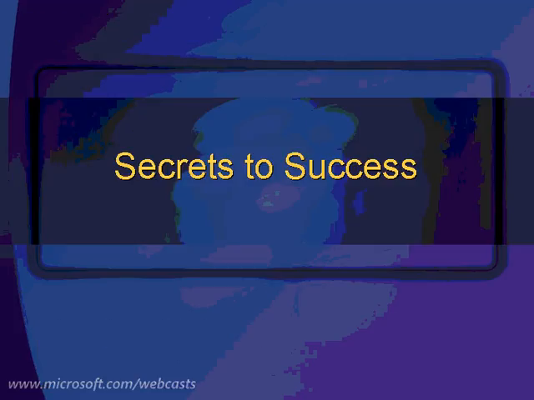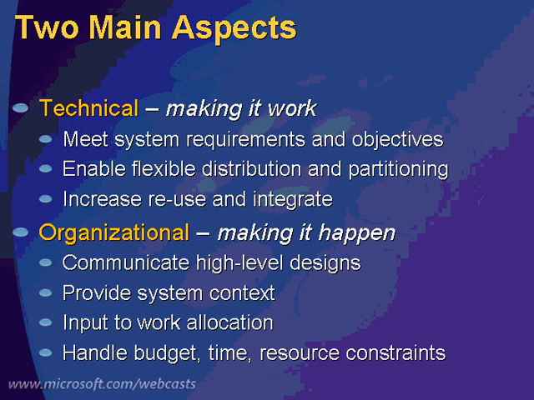So, secrets to success. Here's a couple things that I found in my role as a consultant, software architect that will help you be more successful. There's two main aspects, right? One is the technical side of things, making things work, making sure you meet the requirements and objectives, that you're implementing the code correctly, you're encouraging reuse, etc. And the second aspect is organizational, making it happen. This means improving communications among your stakeholders, providing the right context, making sure everybody is on the same page, and then working through the project management issues to make sure you're on time, on budget, etc.